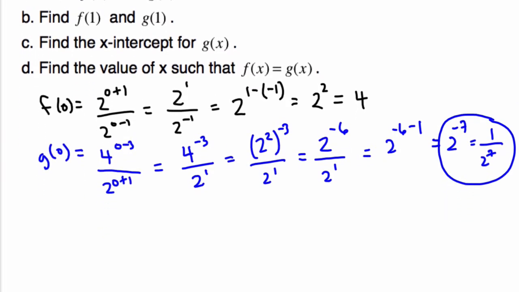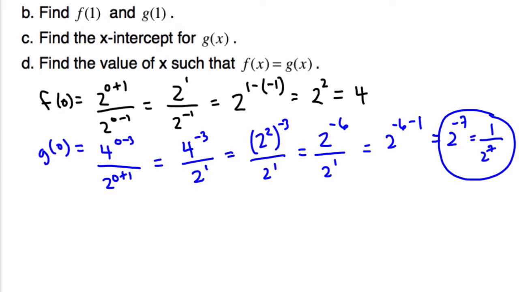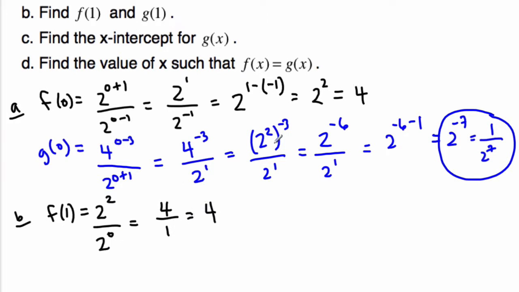All right, part B, find f of 1 and g of 1. So this is part A. Part B, so f of 1 is equal to 2 to the 1 plus 1 is 2 over 2 to the 1 minus 1, which is 0. So that's 4 over 2 to the 0 is 1, which is 4. That's interesting. It's the same thing.